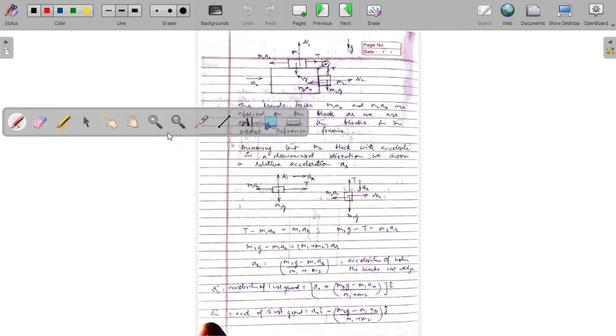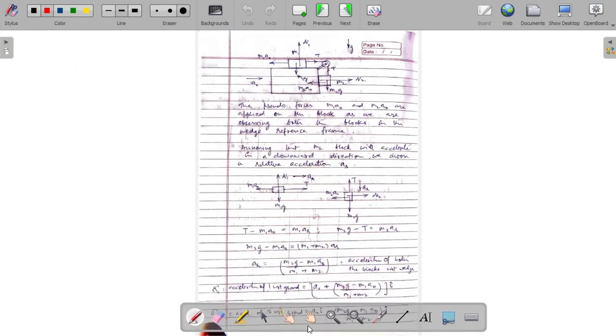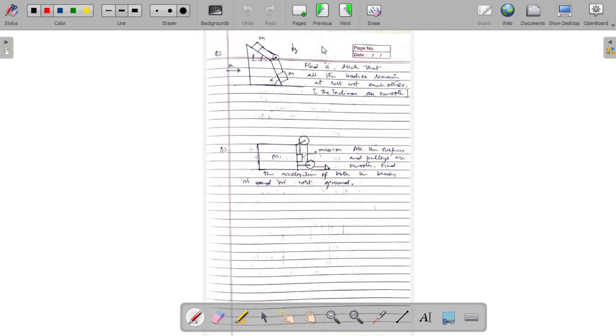So this page contains how we solved this particular example, that is, we choose the pseudo forces m1a0 and m2a0. The pseudo forces m1a0 and m2a0 are applied on the blocks as we are observing both the blocks in the wedge frame of reference, and after that the whole question is solved. So let us do question number 2.